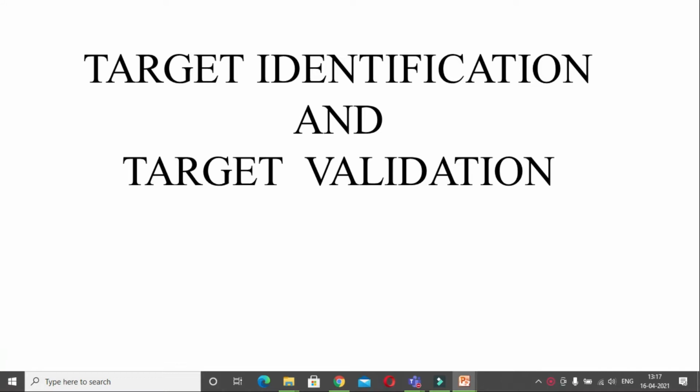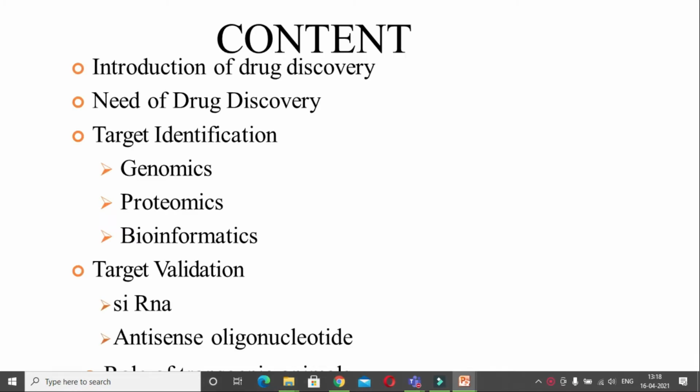Today I will discuss target identification and validation of target, that is, target validation. In the previous lecture I discussed your syllabus as well as some important points of drug discovery that are being covered in the overall syllabus, and today I will discuss some ideas about target identification. So I will deal with these contents.